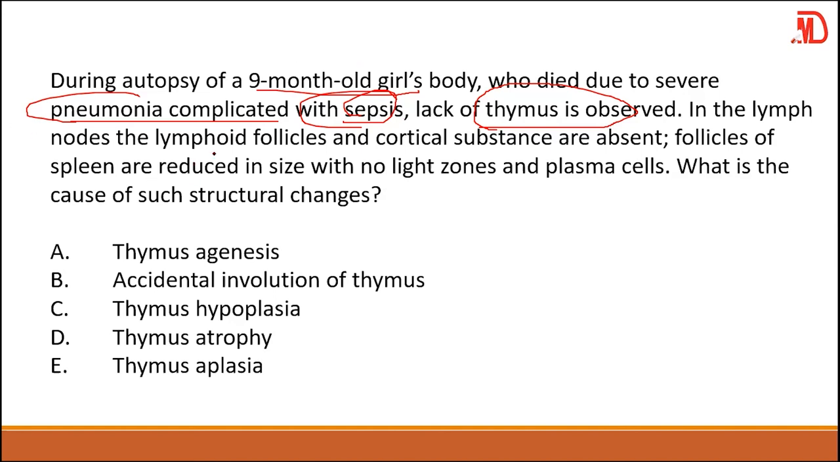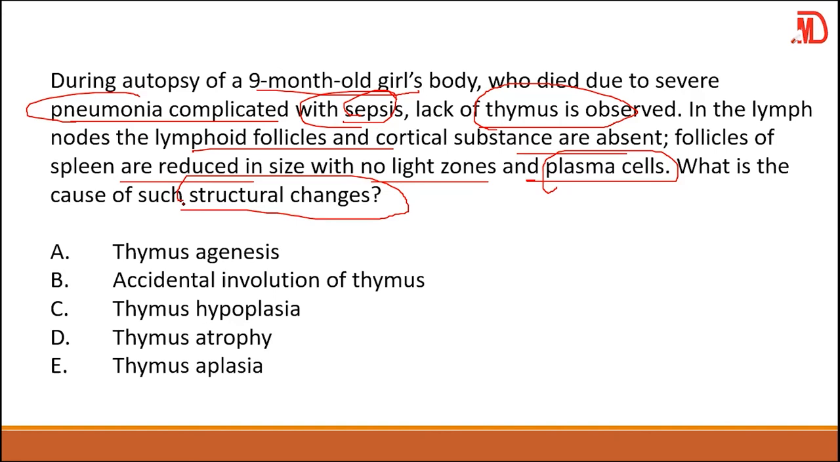Now, in the lymph nodes, the lymphoid follicles and the cortical substances are absent. Follicles of the spleen are reduced in size with no light zones and plasma cells. You know plasma cells, where we have that differentiation to where we get the immunoglobulins. And these all fight against diseases. Now, all of these are absent. So what is the cause of such structural changes? Of course, you should be looking at thymus agenesis.